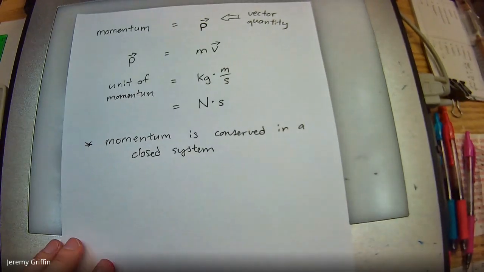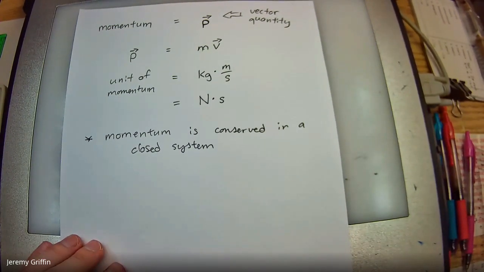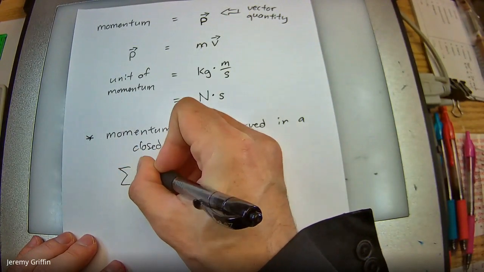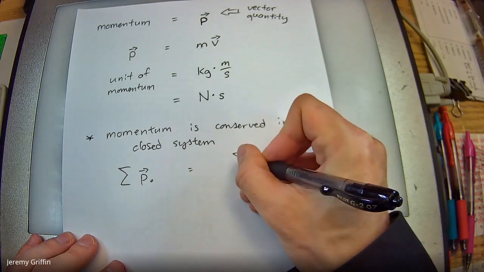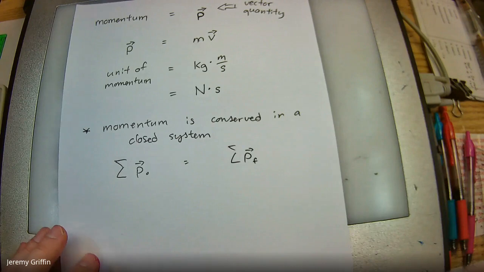Just like energy is conserved in a closed system. Okay, so there was conservation of energy. Now there's going to be conservation of momentum. Okay? So maybe I can say it like this: the sum of momentum initial is equal to the sum of momentum final. Something like that, right? Okay.